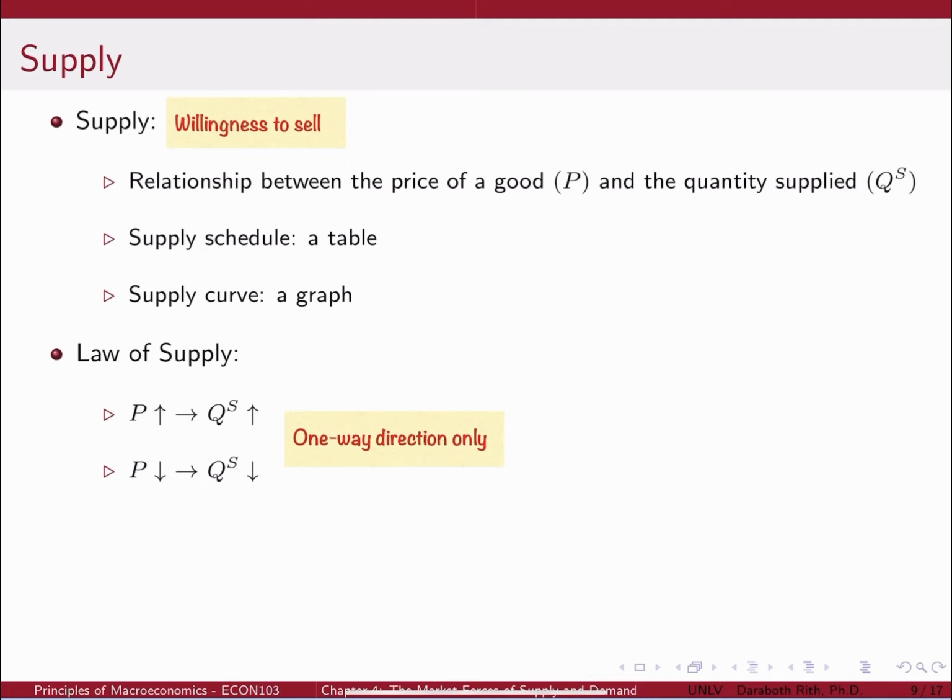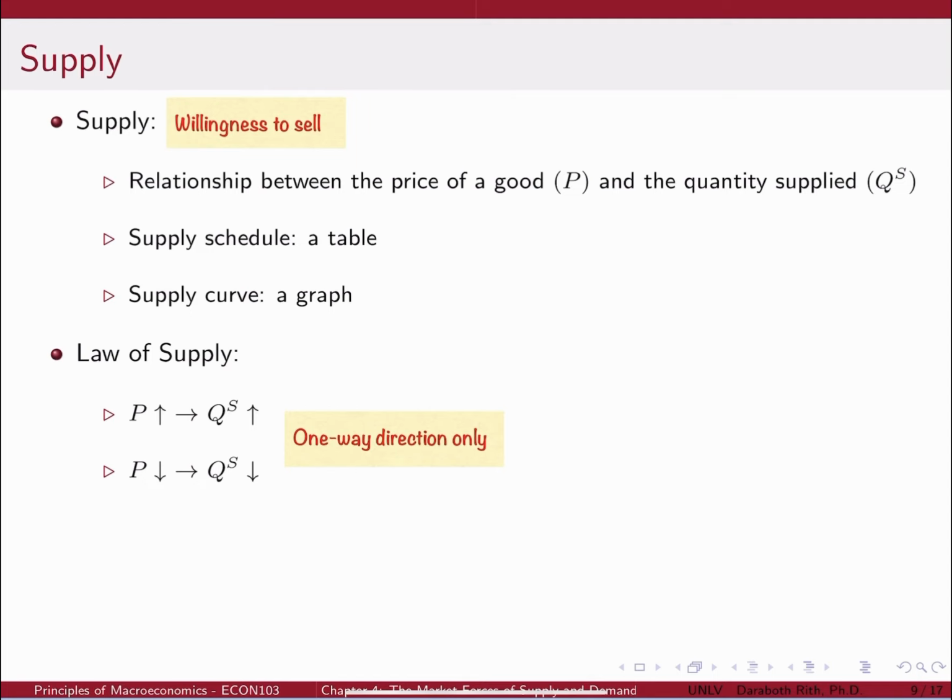However, like we said for demand, you cannot say that if quantity supplied goes up or down, it will cause the price to go up or down too. That is not correct because it is a one-way direction only. One important thing I would like to remind, the same as with demand, is that supply and quantity supplied are two separate things. Supply is the willingness to sell, whereas quantity supplied is the production level.